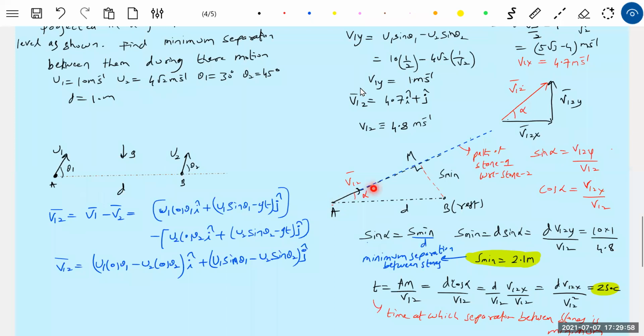Somewhere V12 bar will be in this direction. B you are going to place here, A will be here. Then the perpendicular distance you bring, that is the minimum separation. I think this is the key for the total problem. Once you reach here, the rest we can manage.